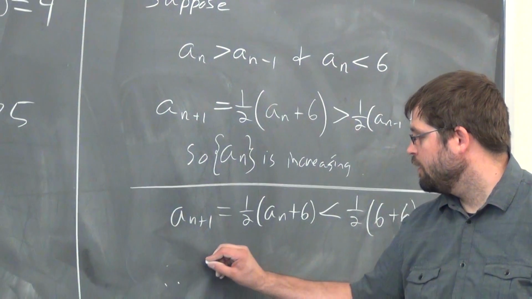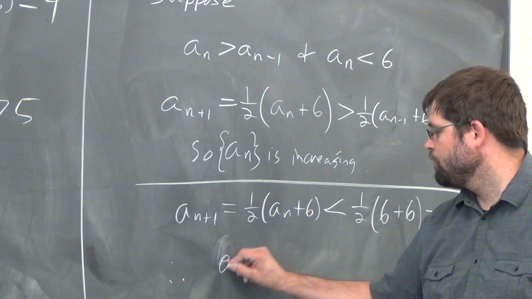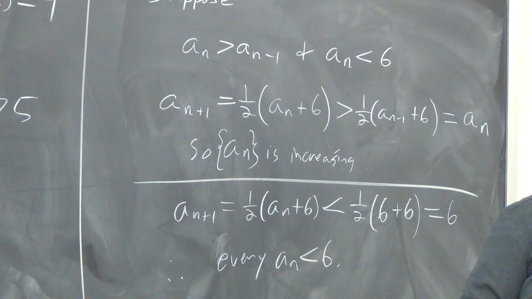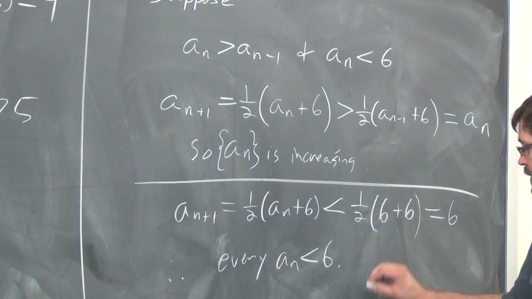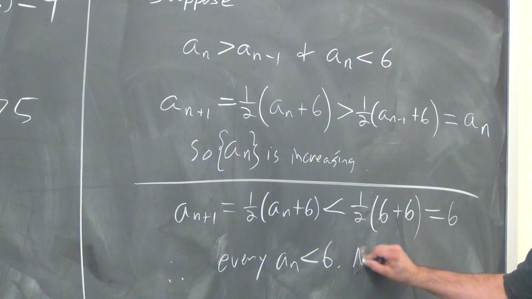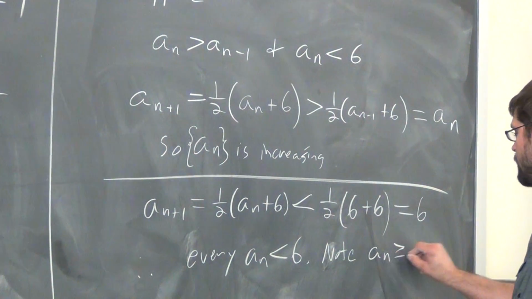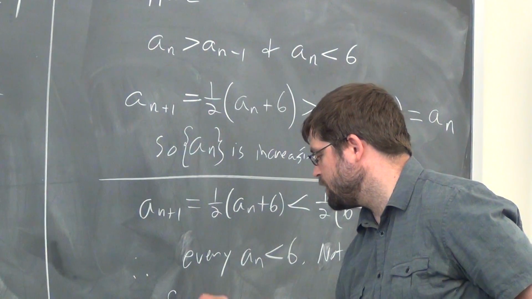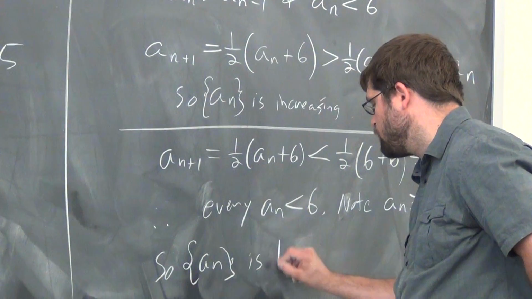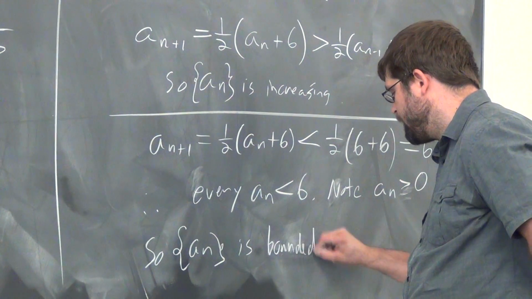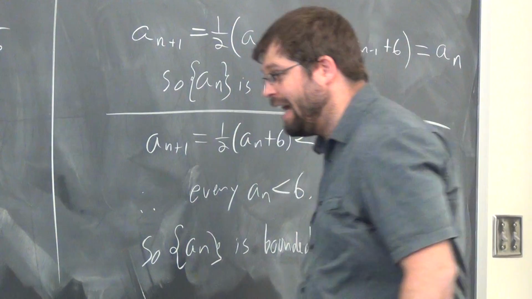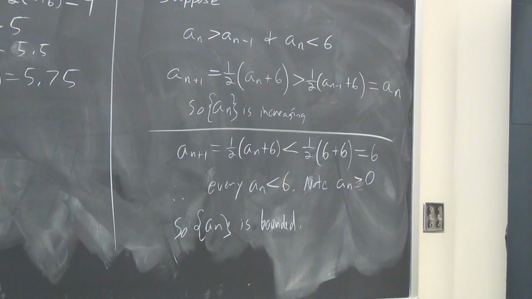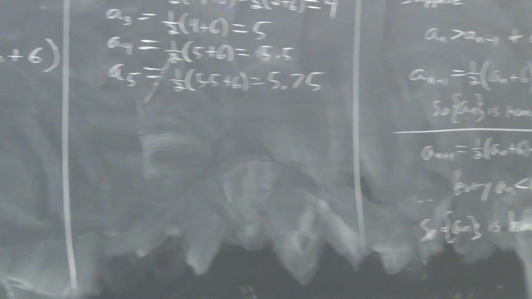So therefore, every a sub n is less than 6. Does that make sense? Mm-hmm. And they're also positive. And notice the a sub n is greater than 0. And so this sequence is bounded. Like I had said before, a lot of this bounded and increasing stuff is what we're going to use to show that sequences or series converge.